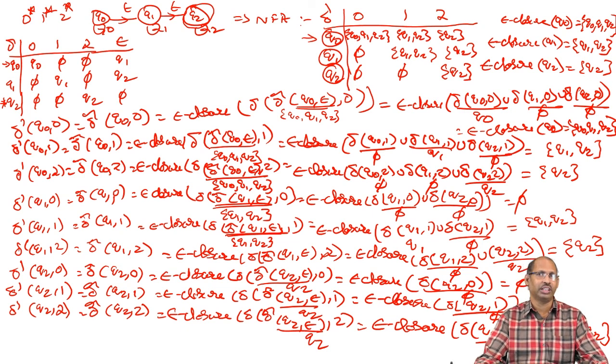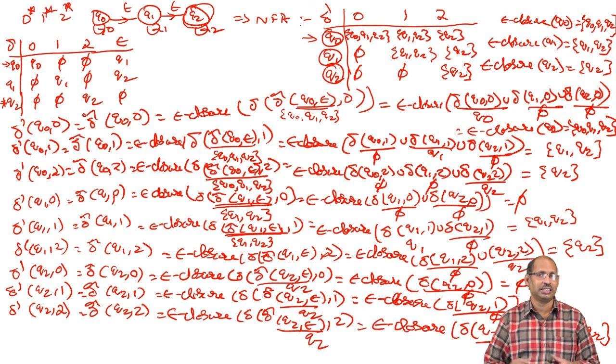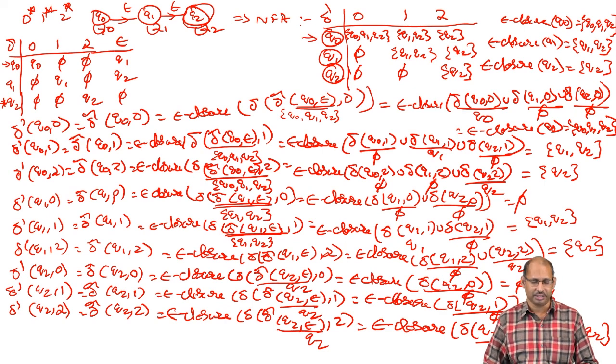So this is the NFA transition table for the given problem. From this, you can construct the transition diagram and final transition. So in this class, we have discussed the conversion of NFA with epsilon to NFA. By this, I am closing this class. We will continue the next topics in the next class.